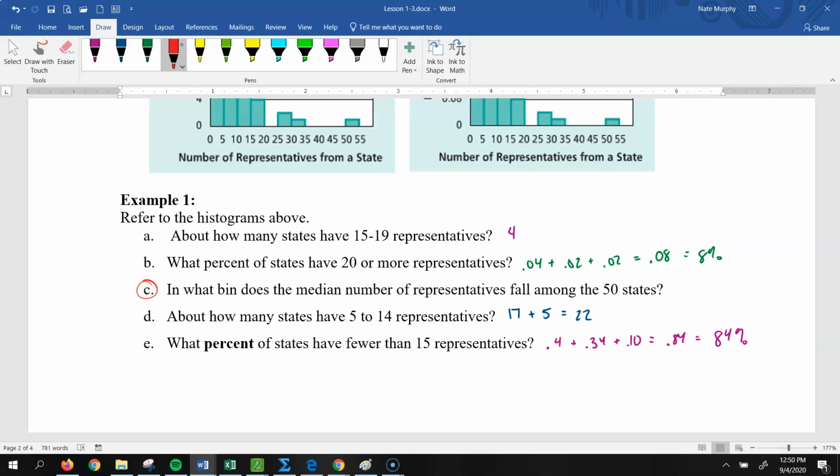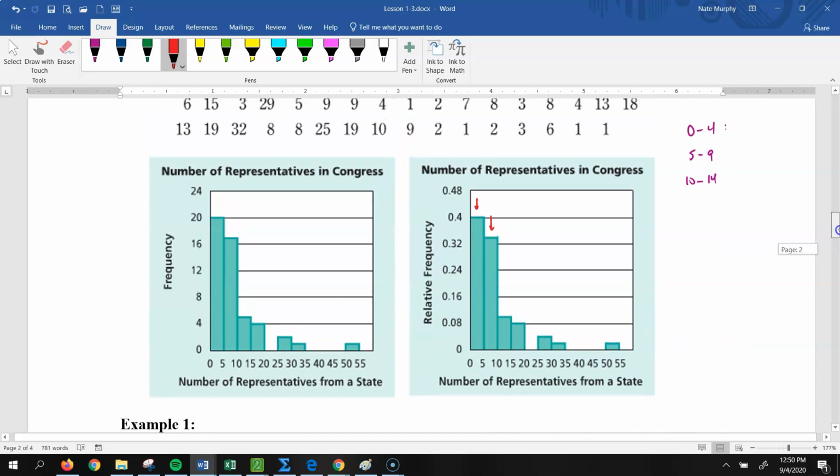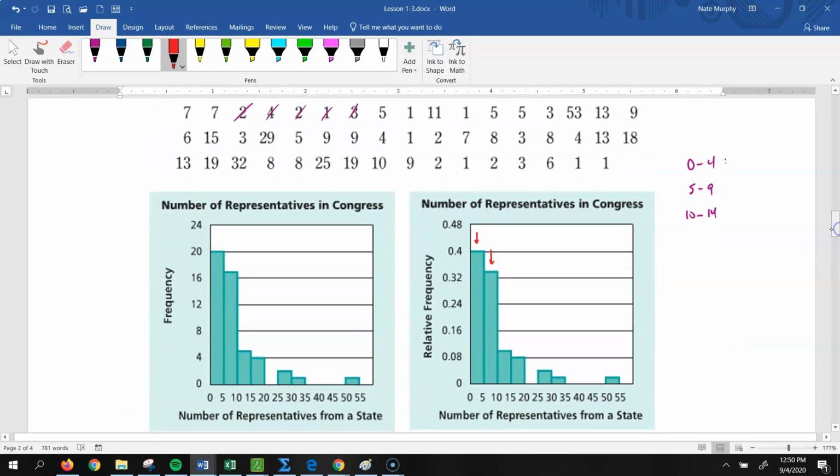Now let's talk about letter C. It says, in what bin does the median number of representatives fall among the 50 states? Now it's not asking for the median, it's asking in what bin we would find it. Let's just review what a median is. A median is where we find the middle number when they're in order from smallest to largest. Now don't worry, we are not going to put these values in order from smallest to largest because, like I said, it's not asking what the median is. It's asking where that median would fall.